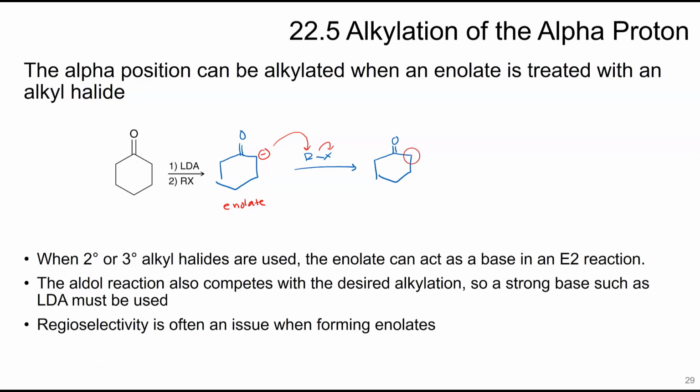So we have a new bond, and we've added the R there. So there's a possibility to do an SN2 reaction here. If you use a secondary or tertiary alkyl halide, the enolate can act as base in an E2 reaction. So you want to keep this to primary alkyl halides.